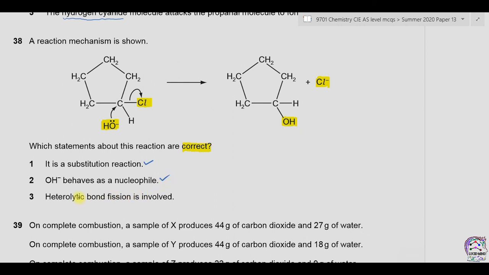This is correct. Third is heterolytic bond fission is involved. As we can see between carbon and chlorine, chlorine becomes negative, carbon is positive. So chlorine atom takes both electrons involved in the bond between carbon and chlorine. So therefore chlorine becomes negative, so it is heterolytic bond fission. All three options are correct, therefore it is A.